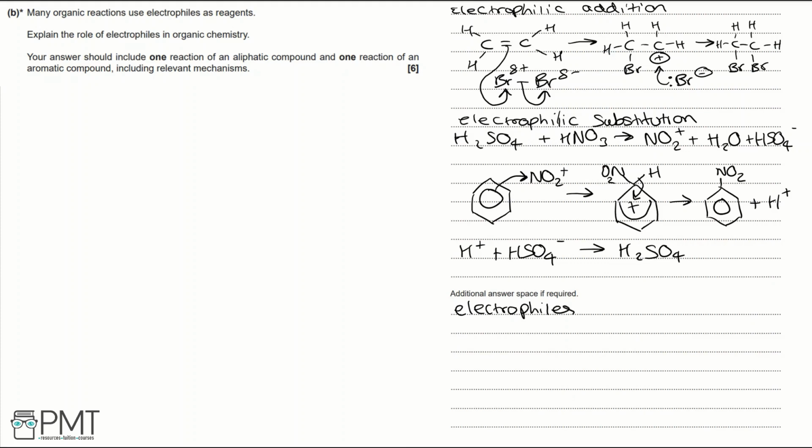To finish this question, we're going to define an electrophile. Electrophiles act as electron pair acceptors. This is a definition for an electrophile. It might be a 1-mark question later on in an exam.